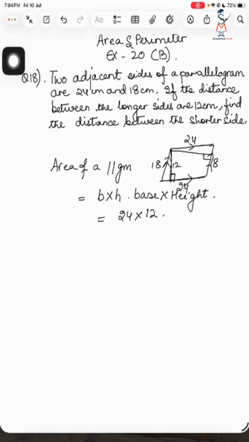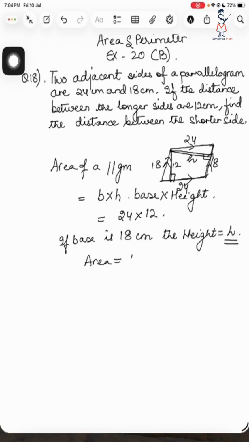Clear? Now we know that if we take this 18 as the base, if the base is 18 centimeter, the height is h. Let the height between them be h. So the area will become base into height, that is 18 into h. Now the area derived from these dimensions and the area derived from those dimensions will be the same because it is the same parallelogram.